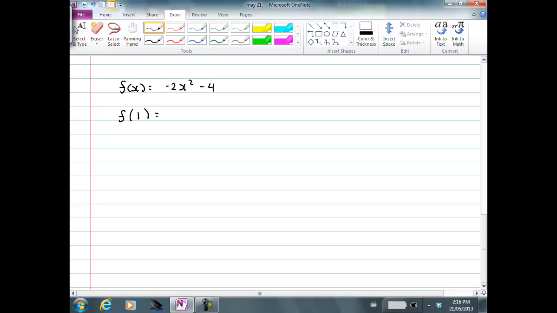Solve it. f of 1 means when x equals 1, f of x equals blank. Solve it for me. Go. You can probably do it in your head. 1, negative 2, and that's going to give you, Devesh, what is it? Negative 6. So when x equals 1, y equals negative 6. That was easy. This is what I introduced last time, and this is just a taste of a composite function.